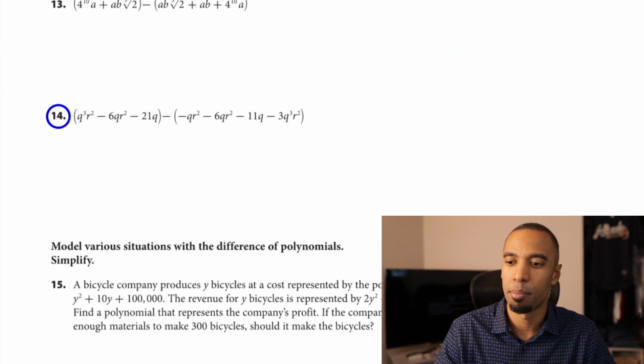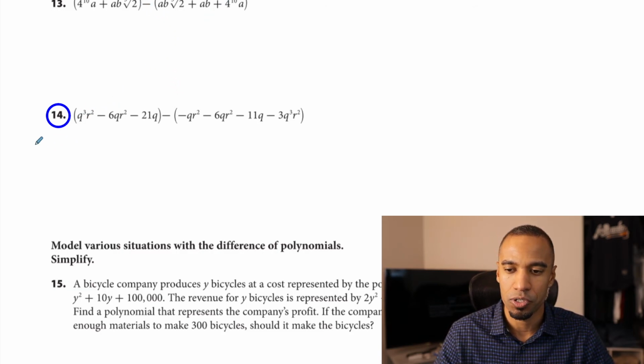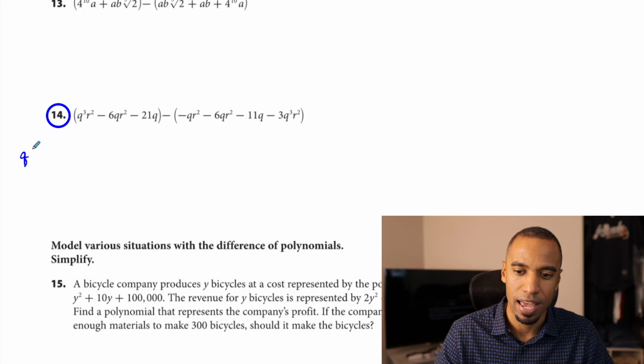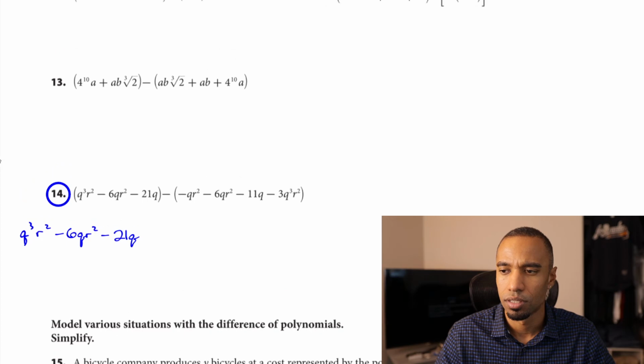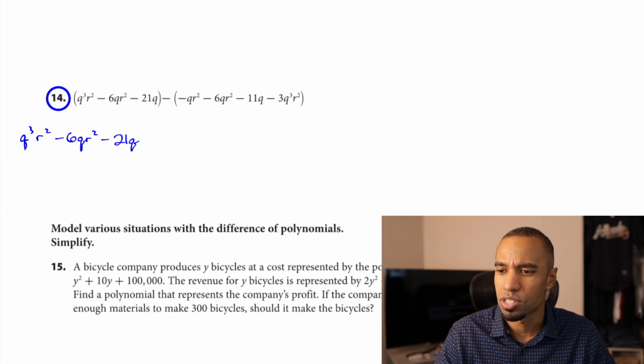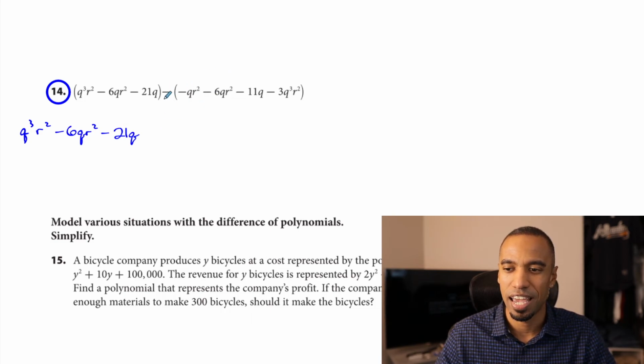One last question on number 14. It's one of the big guns here. We got those q cubed r squared things. Looks like I was really a big fan of those. So let's rewrite all that. Q cubed r squared. Remember, that's 1 q cubed r squared. Minus 6q r squared minus 21q. Hey, are these the same numbers? Are we dealing with the same problems, but now it's just subtraction instead? I have no idea. Minus a negative becomes plus.